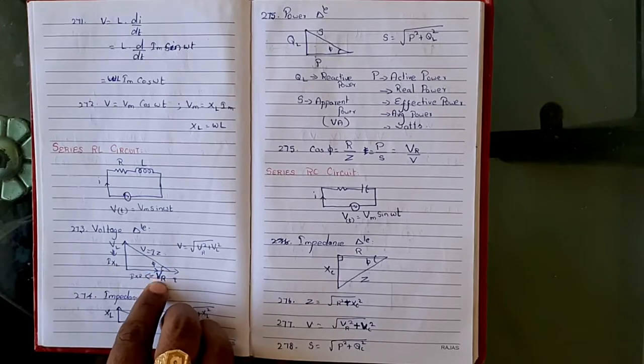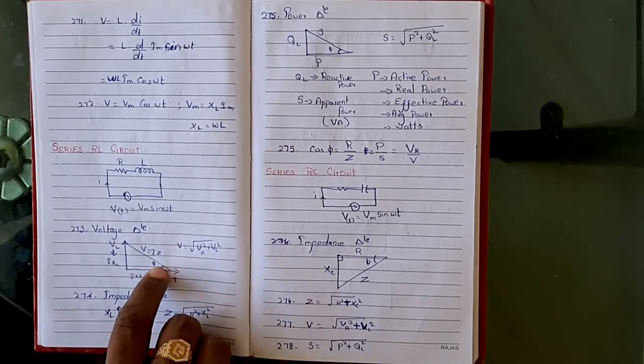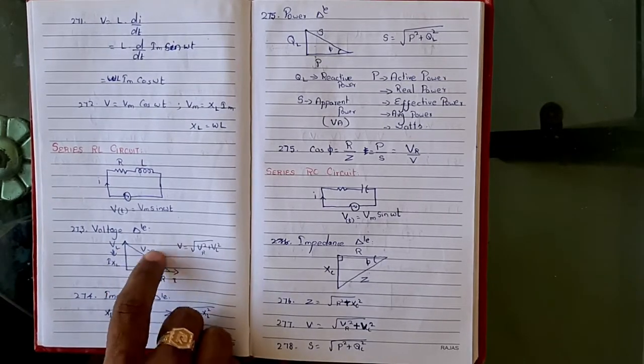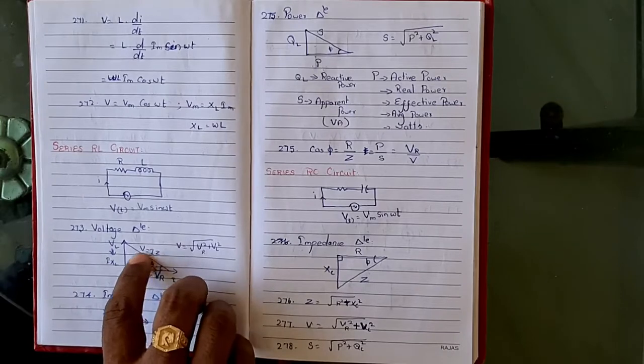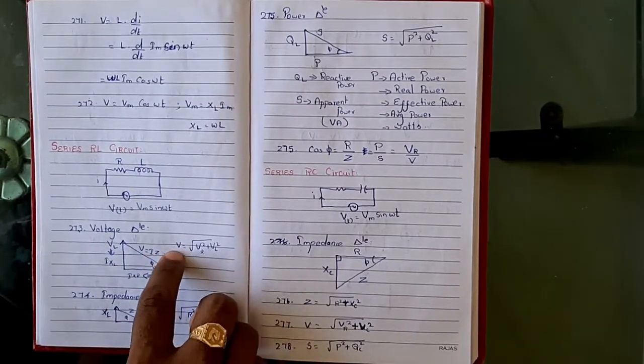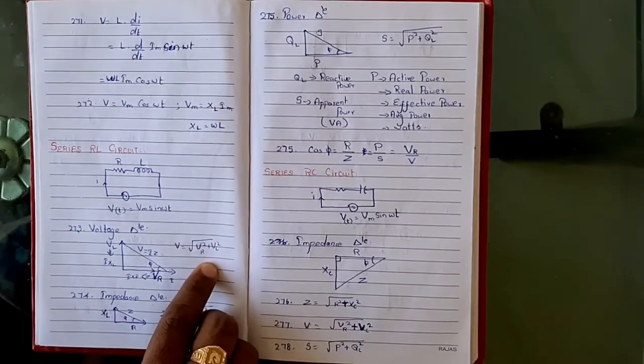Similarly, the voltage across the resistor is given by I into R by Ohm's law. And here, this gives the phase pi, and V equals I into Z. Okay, the voltage is equal to current into impedance, and we have V equal to root of VR square plus VL square. This is by Pythagoras theorem.